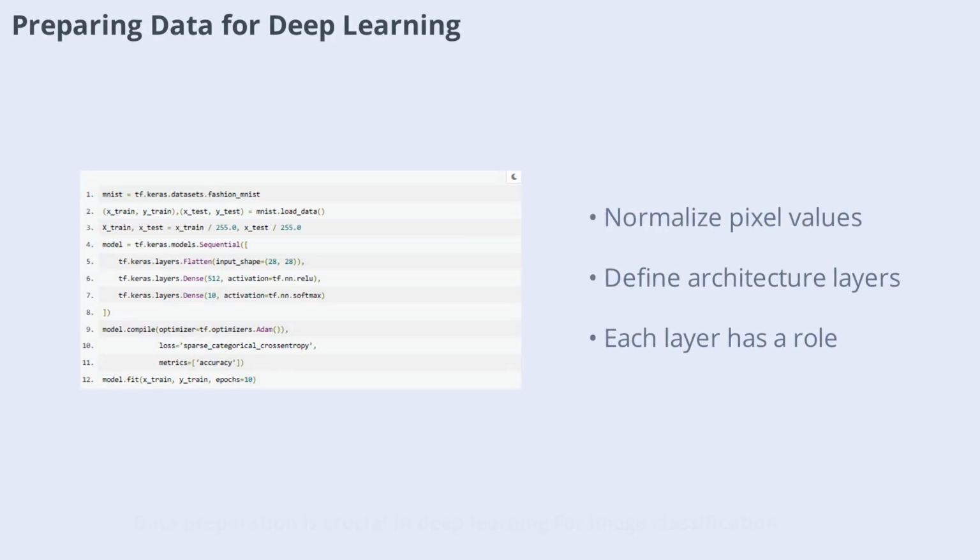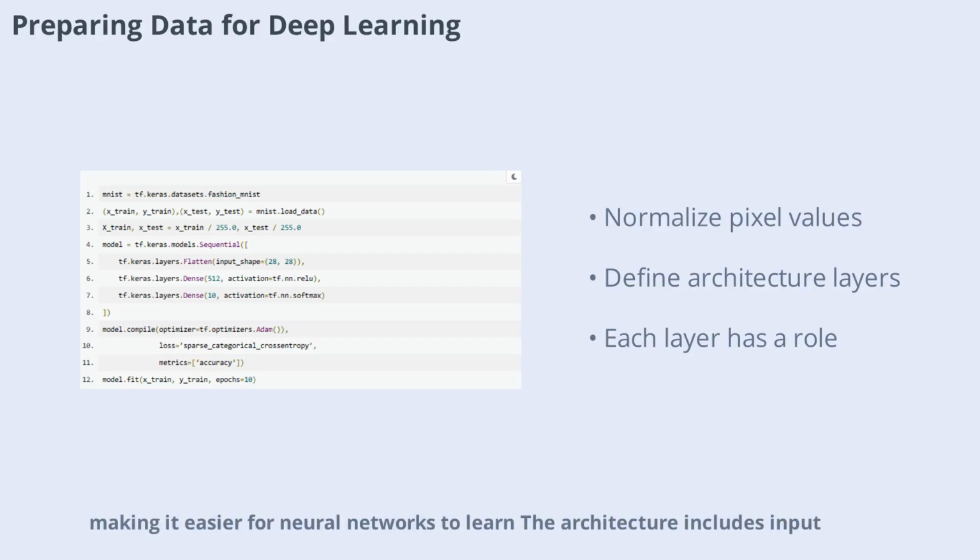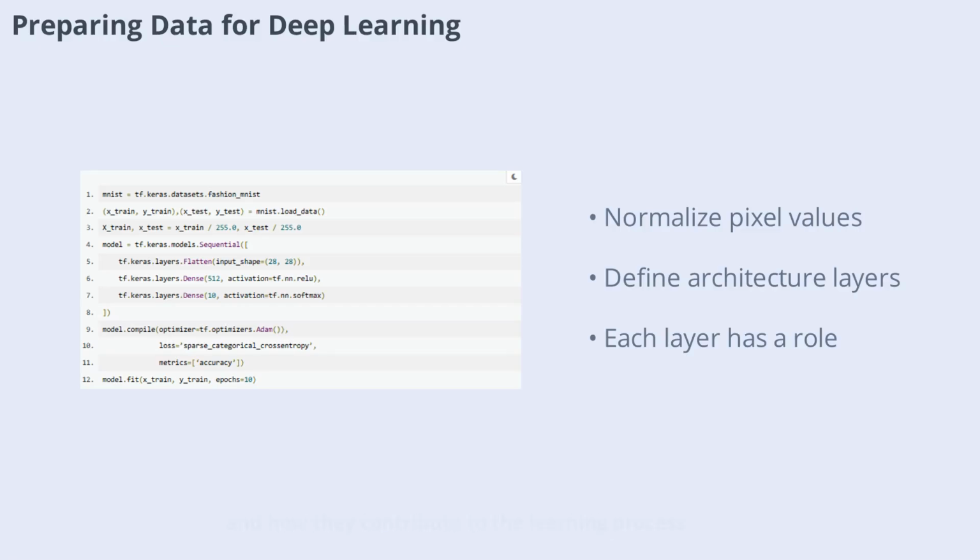Data preparation is crucial in deep learning. For image classification, each pixel value is normalized by dividing by 255, making it easier for neural networks to learn. The architecture includes input, hidden, and output layers, each playing a specific role. Let's see how these layers are defined and how they contribute to the learning process.